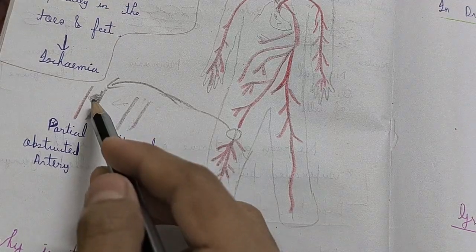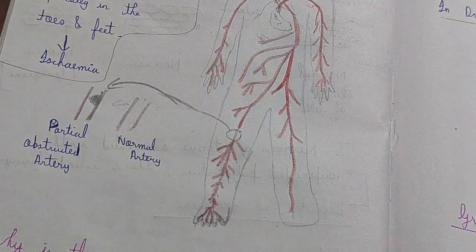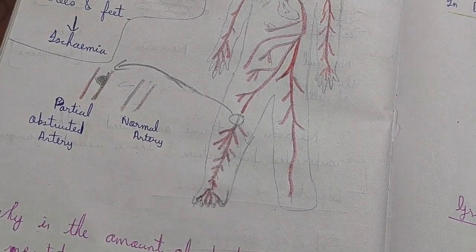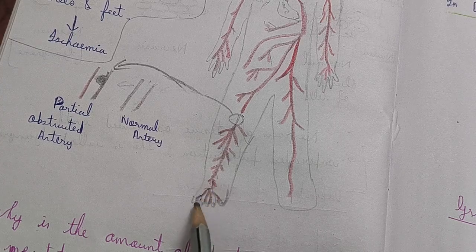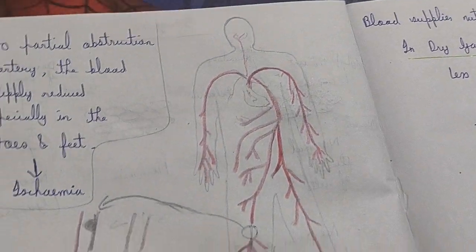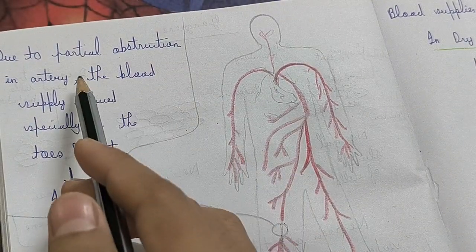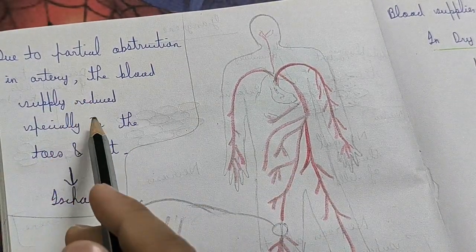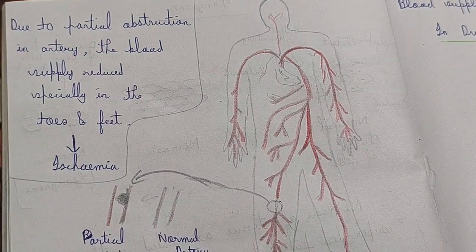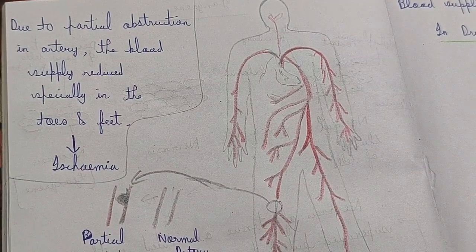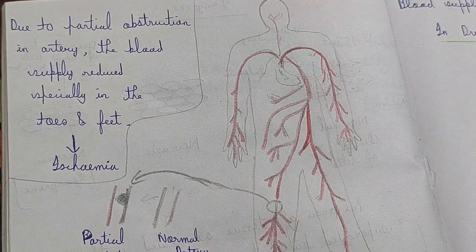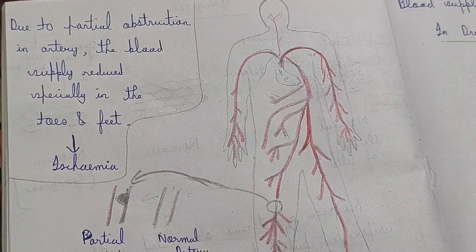This is the situation when partial obstruction of an artery occurs, and this reduced blood supply to tissues and feet leads to ischemia. So I've written that due to partial obstruction in the artery, the blood supply is reduced, especially in the toes and feet, and this leads to ischemia. You also know that ischemia leads to coagulative necrosis, and this is the main reason why dry gangrene occurs.